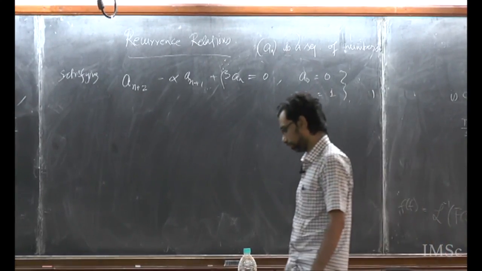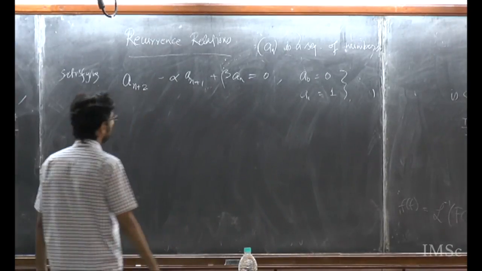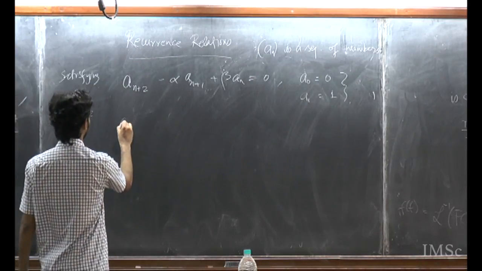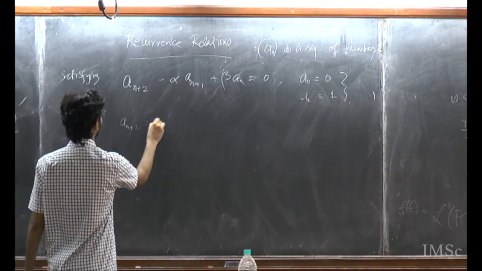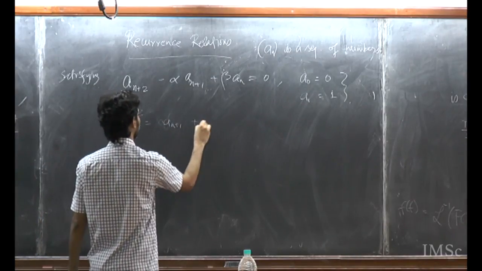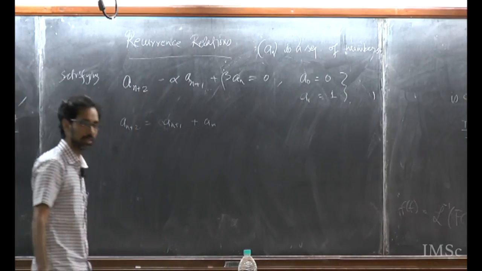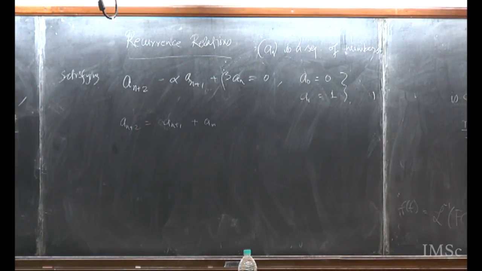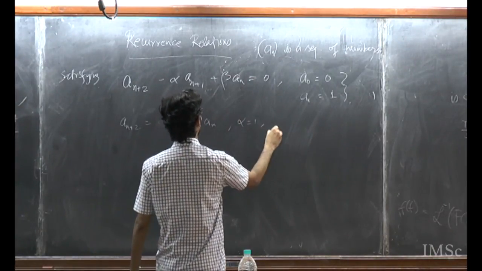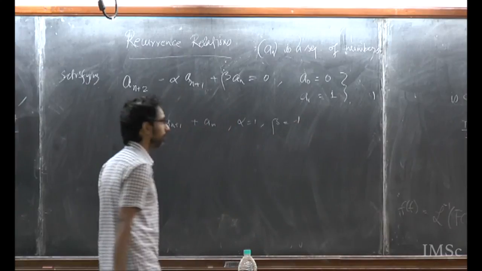A very, very famous recurrence relation is when a_{n+2} equals a_{n+1} plus a_n. Do you know what this is? Fibonacci series. Yes. So here alpha is 1, beta equals minus 1.